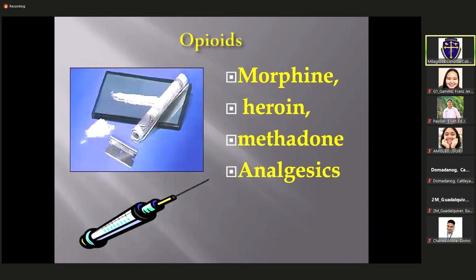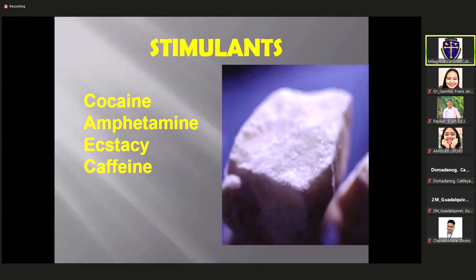And now, let's go now to opioids or your morphine, heroin, methadone, and analgesics. So this all can cause, and is considered as teratogen sa baby. Drugs po ito, no? No drugs is allowed during pregnancy. So any form of drug, even how mild your analgesic will be, it's still a drug. It needs some doctor's clearance. Alright? Yeah.